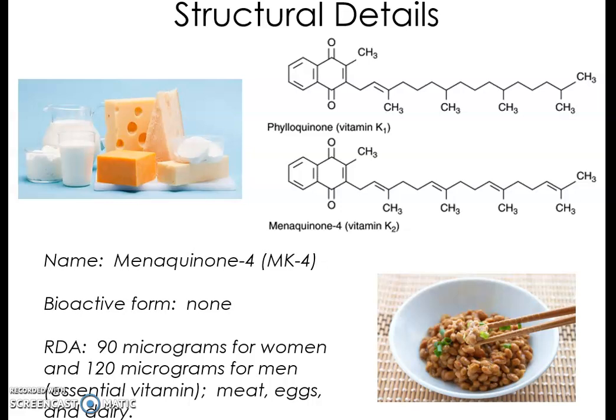Animal products such as meat, dairy, and eggs, and fermented foods such as cheese and yogurt are very rich sources of MK4. Pictured at the bottom right is a traditional Japanese dish called natto, and it contains the highest amount of menaquinone per serving.